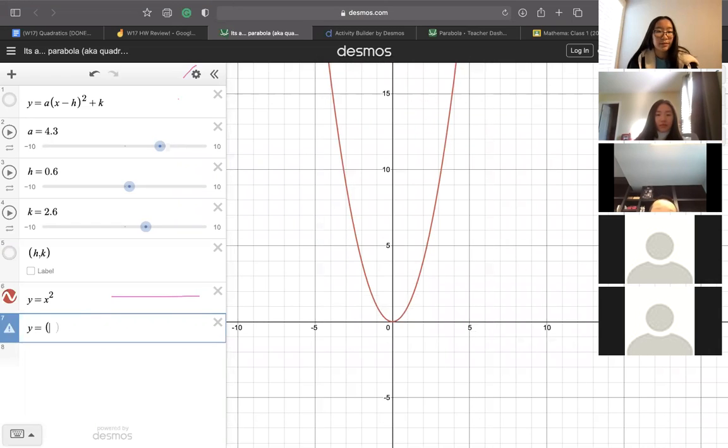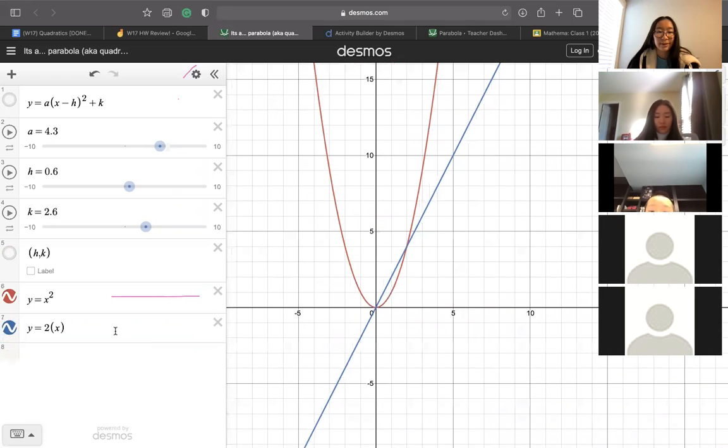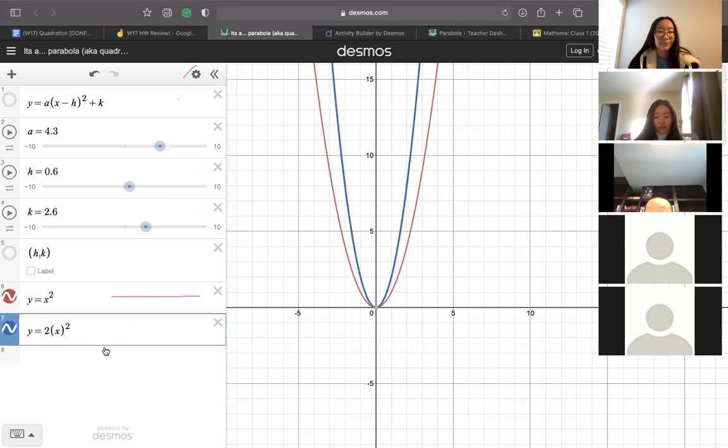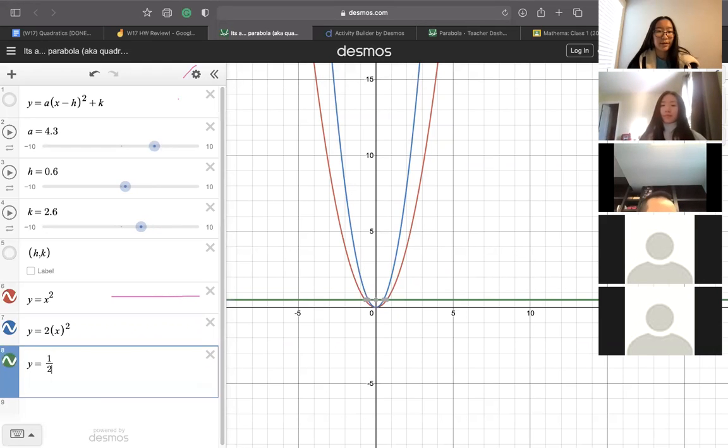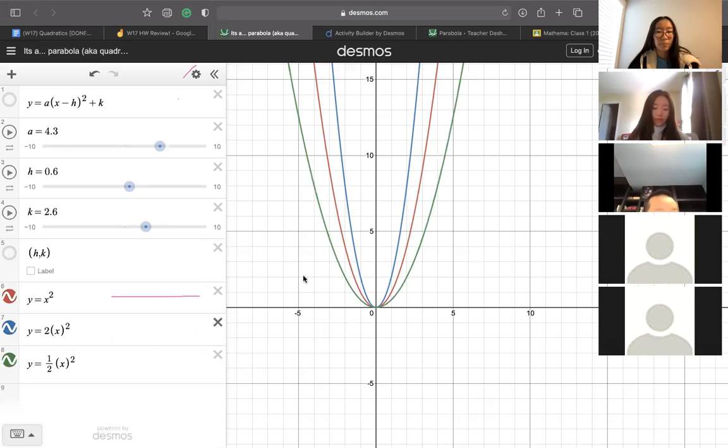And then let's try changing a. If you change a, you change the width or the narrowness of the graph. So if we do y equals 2x squared, did it get wider or skinnier? Skinnier, yeah, skinnier because it's the blue one. Good job. And then if we do y equals 1/2 x squared, what happens? It's much wider.